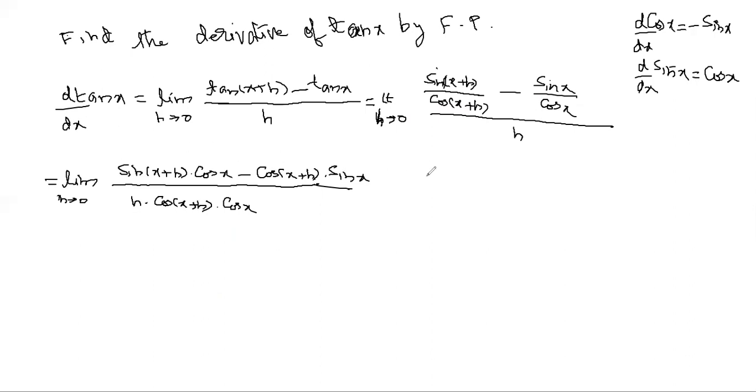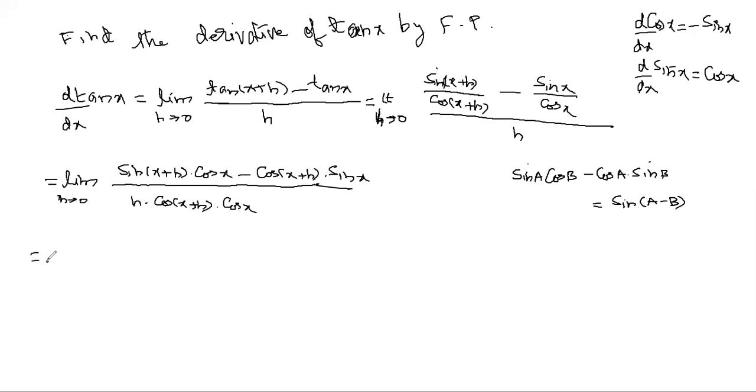Now we have to use the formula sin A cos B minus cos A sin B. What is sin A cos B minus cos A sin B? It is equal to sin(A minus B).